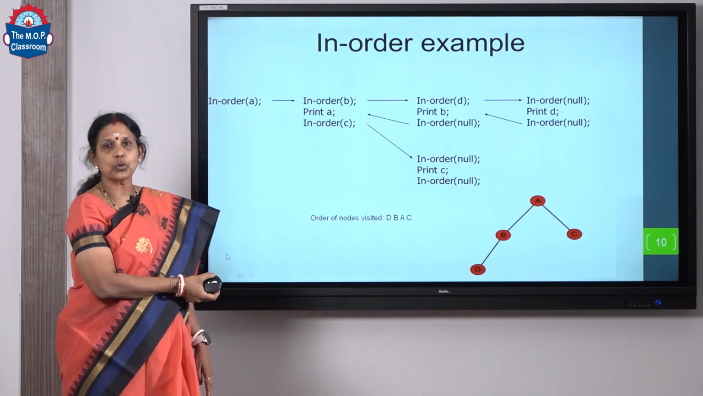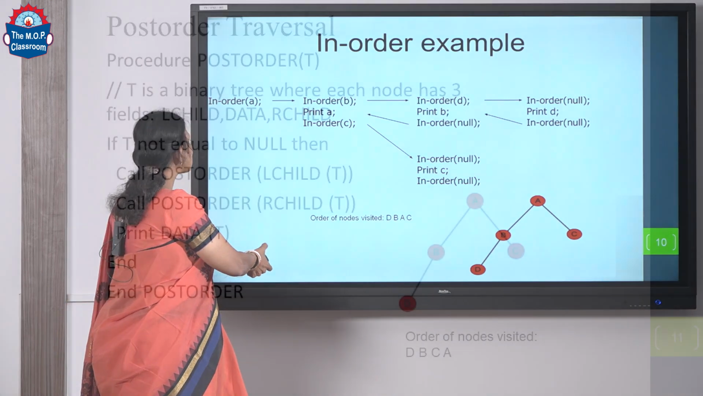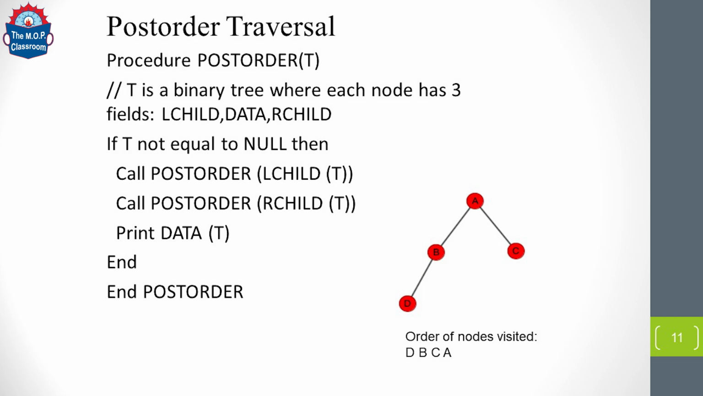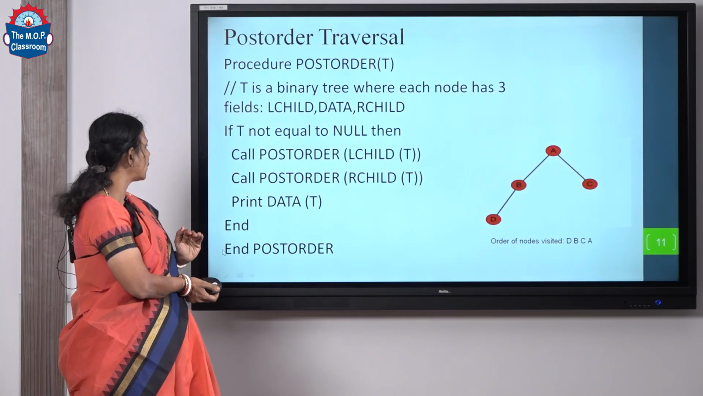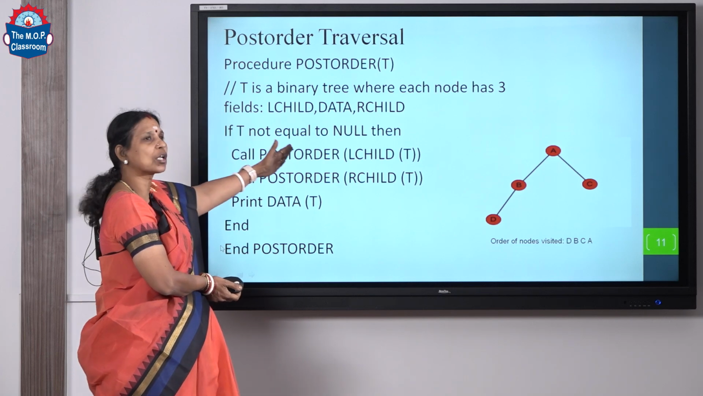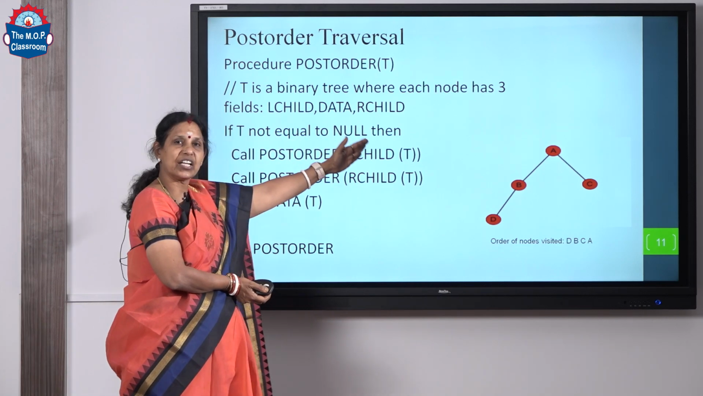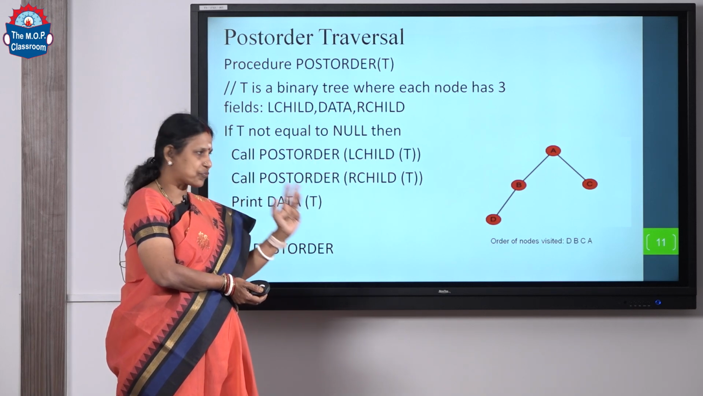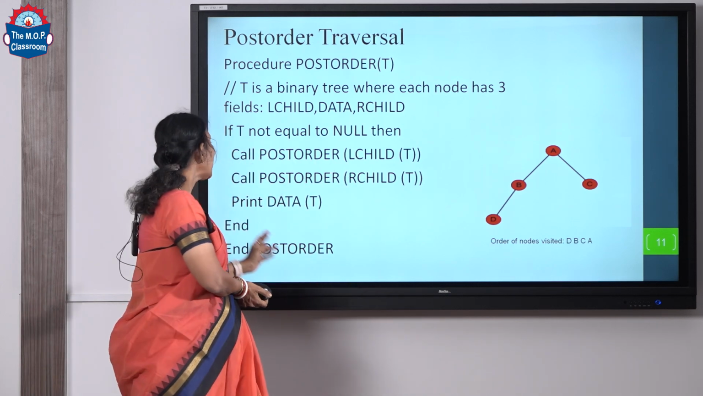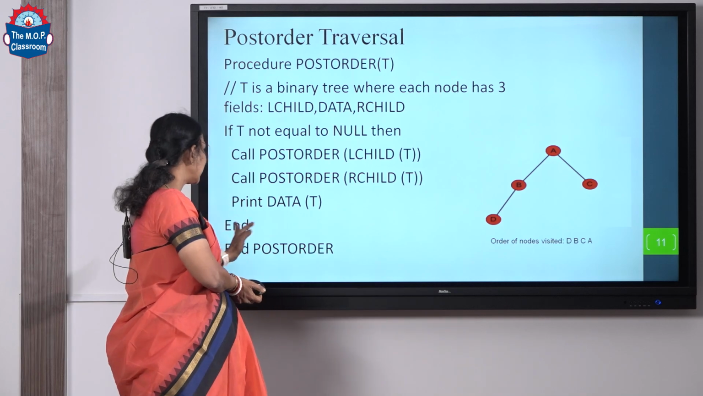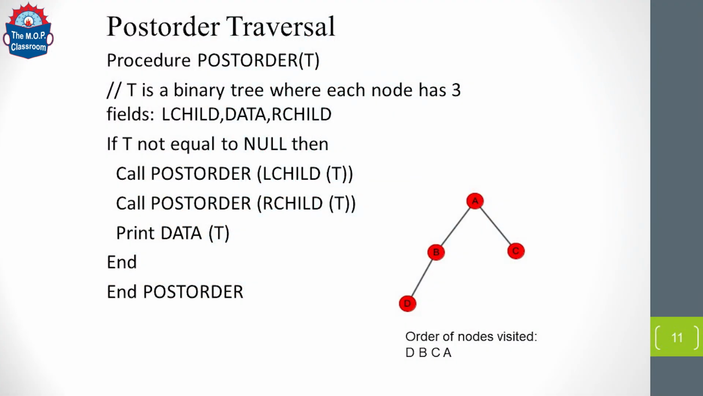Next, we will move on to post-order tree traversal. In post-order tree traversal, again this is a recursive procedure, only the order of statements will be changed. When you see the procedure here, if T is not equal to null, then call post-order of the left child of T. So, you will visit the left child, you will visit the right child and then you will print the data. Here it will start again with the root node A.